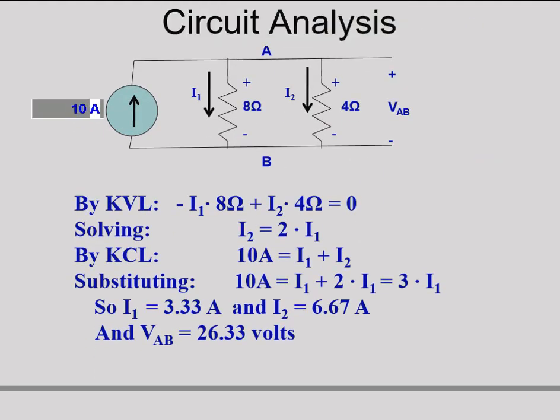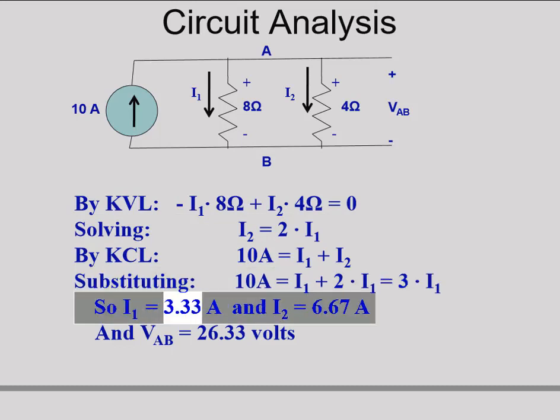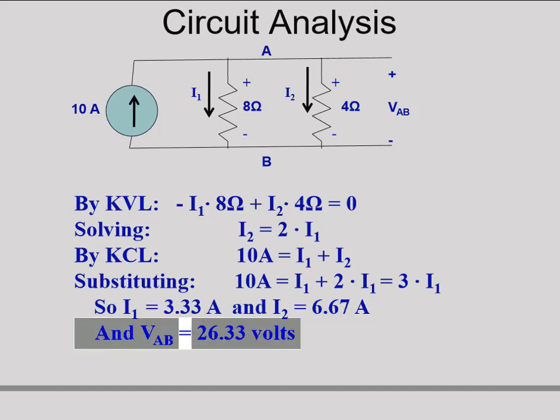Circuit analysis. A 10A source with 8 ohm and 4 ohm resistors between A and B, voltage VAB. By KVL, I1 times 8 ohm minus I2 times 4 ohm equals 0. Solving, I2 equals 2 I1. By KCL, 10A equals I1 plus I2. Substituting, 10A equals I1 plus 2 I1 equals 3 I1, so I1 equals 3.33A and I2 equals 6.67A, and VAB equals 26.67 volts.